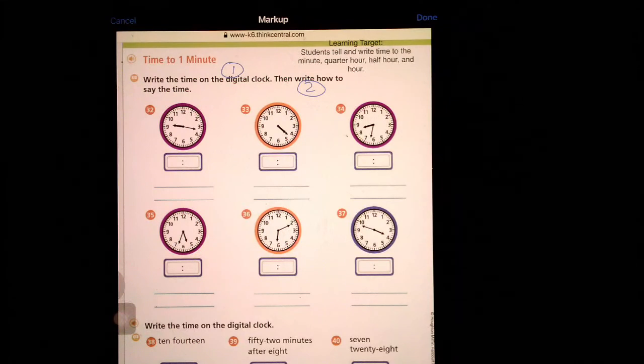Your learning target is still the same. You're going to tell and write time to the minute, quarter hour, half hour, and hour. We're going to be looking at time to 1 minute this time. You're going to write, first of all, the time on the digital clock, and then secondly, you're going to write how to say the time. We're going to be introducing this concept of hills, where it means one. You're counting by ones then. Okay, so let's get started.